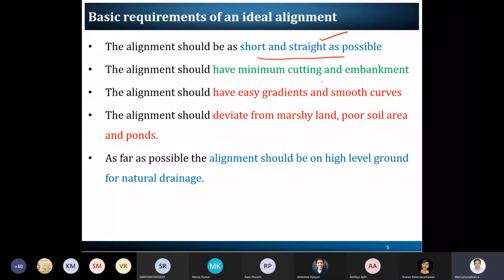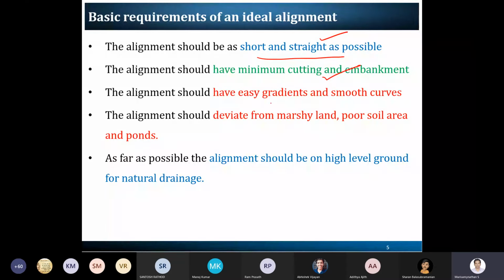The alignment should have minimum cutting and embankment. Otherwise it requires more manpower as well as materials for refilling, and you have to change the design accordingly. So those things change when it comes to the ideal alignment.